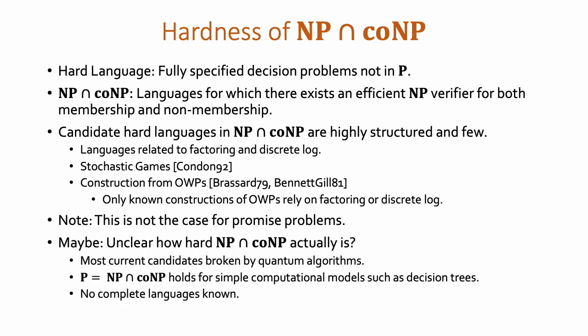Moreover, it's quite unclear how hard NP intersection coNP actually is. This is because the strong structure of these very concrete languages may give rise to an efficient algorithm in the future. In fact, we already have efficient quantum algorithms for factoring and discrete log, which makes all of these candidate constructions easy in quantum land. Moreover, we also have some experts who believe that these problems are even classically easy.